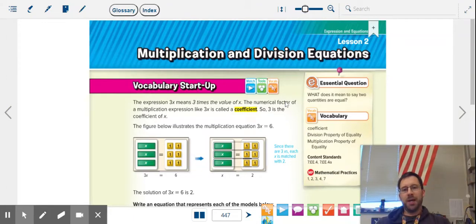Hello, everyone. Welcome back. We are on to our second lesson of this chapter, Unit 3 of the Equations unit. We already did adding and subtracting equations. So today we're going to be tackling multiplication and division equations.